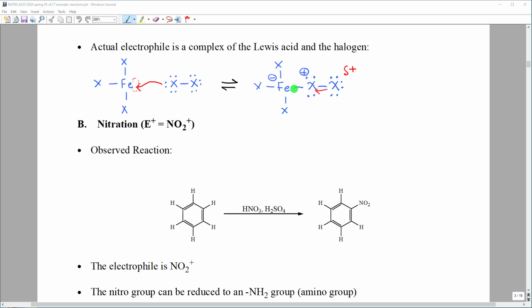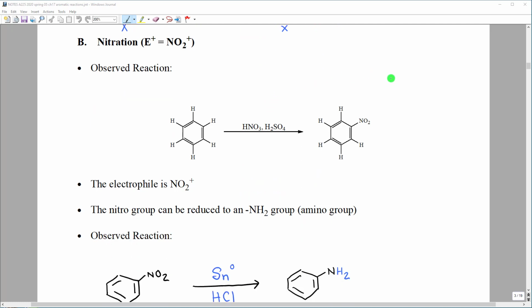This is going to create a negative charge on the iron, and a positive formal charge on the first chlorine, which is then going to strongly pull the electrons away from the chlorine on the end. The chlorine on the end will become the electrophile. The aromatic ring will make a bond to that and push out FeX4 minus.